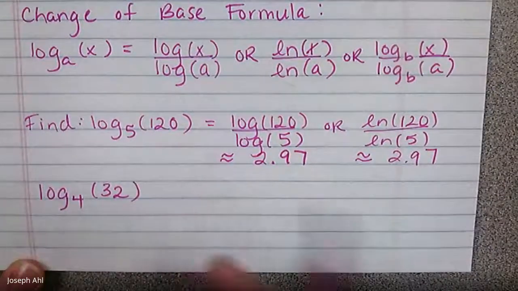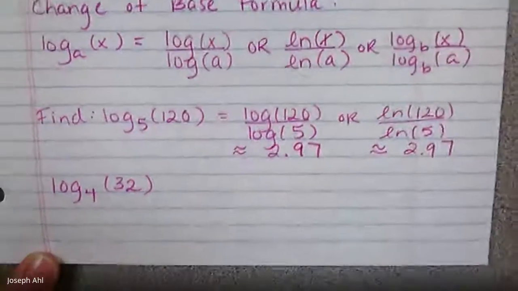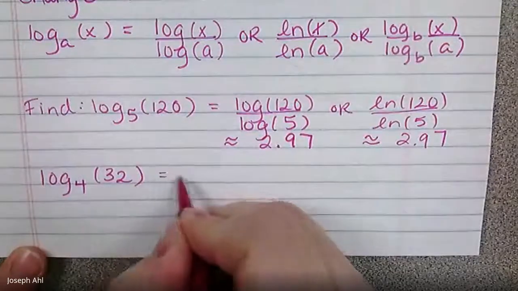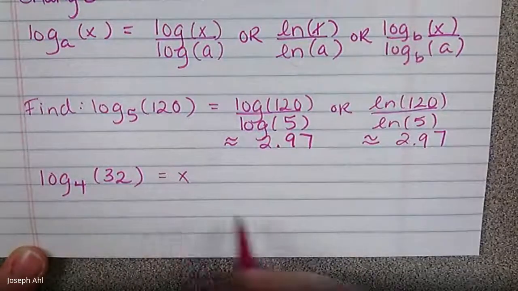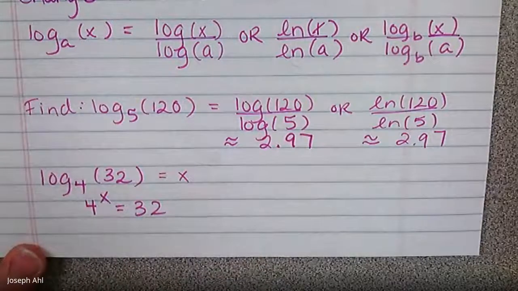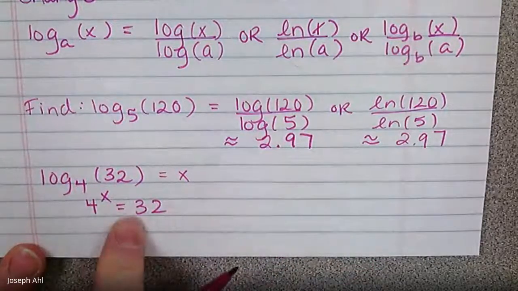So if I have log base 4 of 32, there's really two approaches that we have to solve something like this. The approach that we've seen so far is to say, well, that equals some number x. And if I convert that to exponential form, 4 to the x equals 32. And I can solve that equation, and I'll come back to the side in a second.